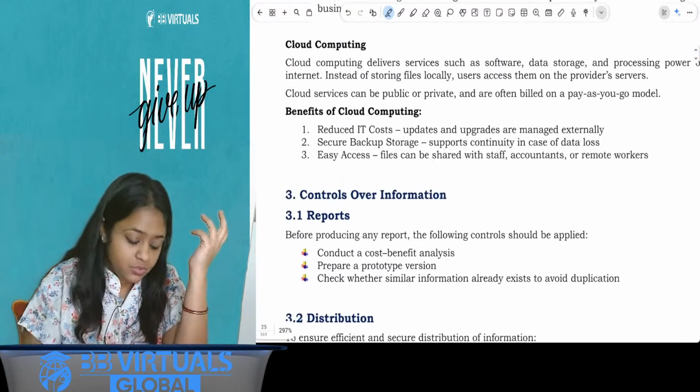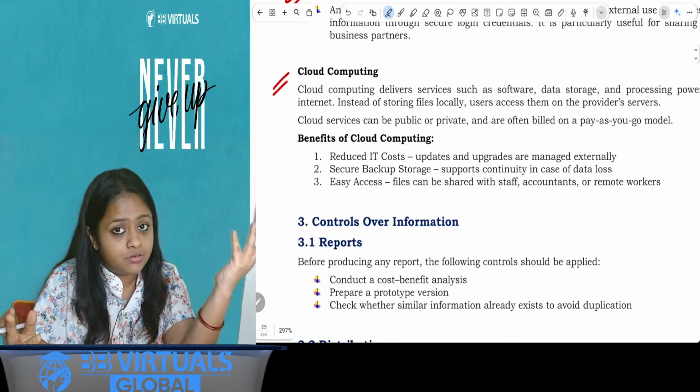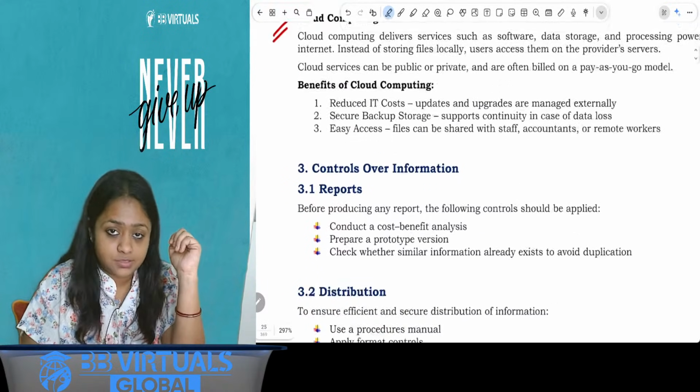Then cloud computing, we know that we do everything on cloud, data is saved on cloud, so that helps to reduce your IT cost.